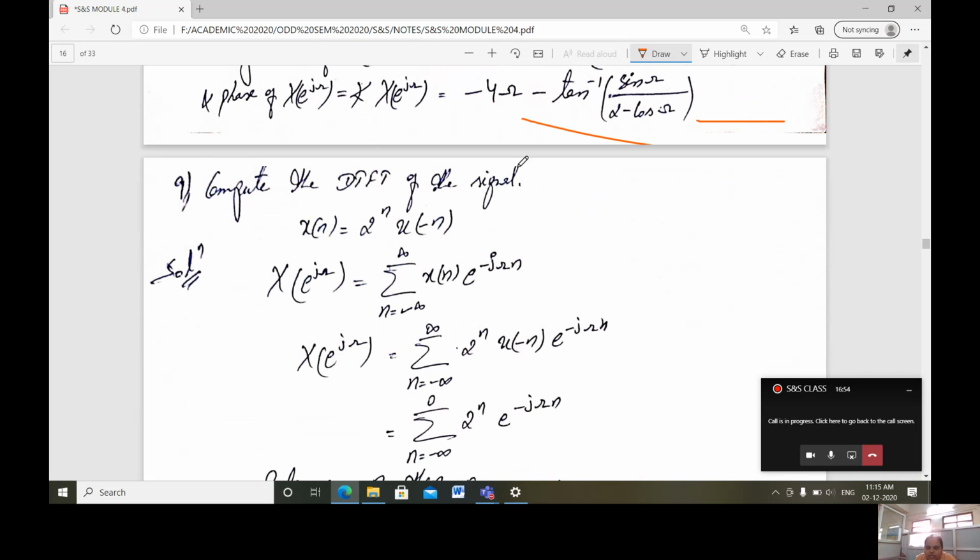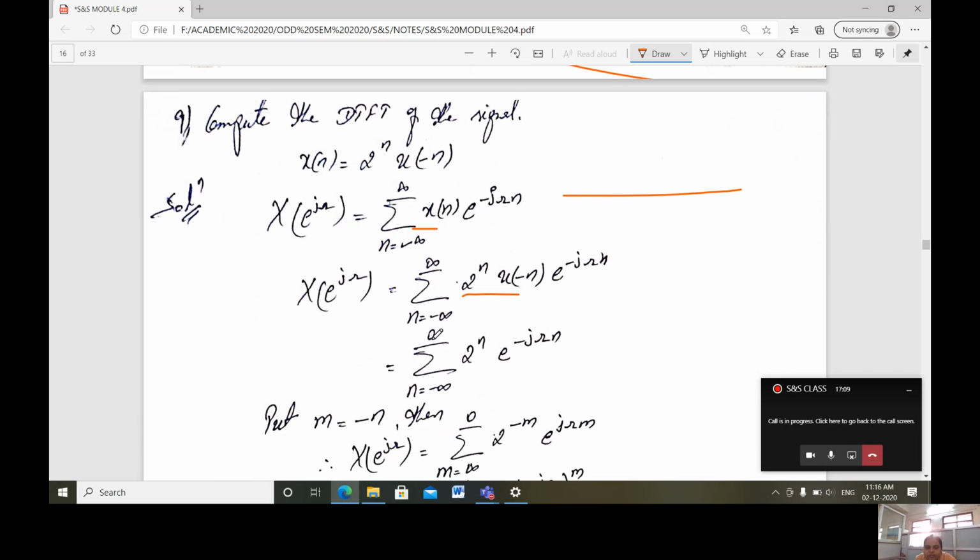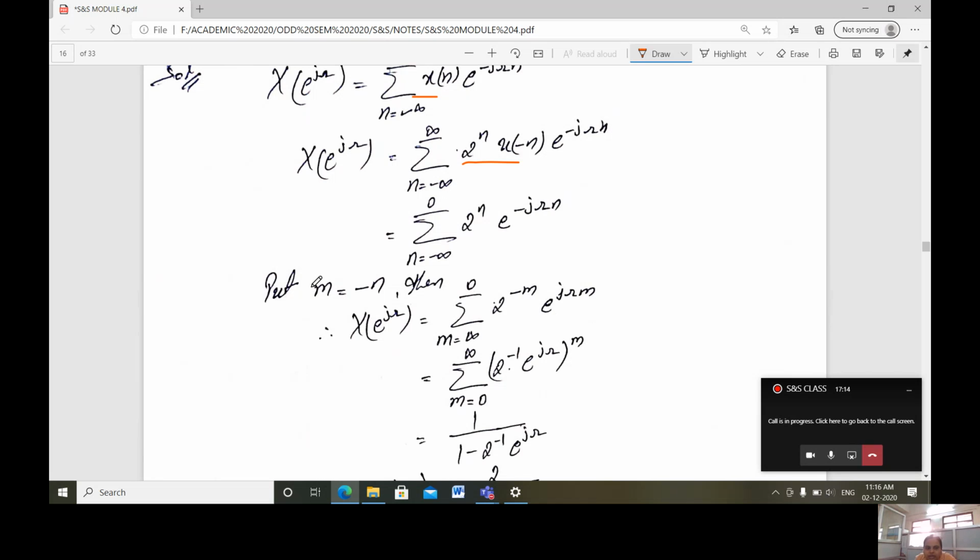Then compute the DTFT of the signal x of n is equal to 2 power n u of minus n. Use the equation and substitute for x of n here, and u of minus n means n varies from minus infinity to 0, 2 raised to n e raised to minus j omega n. Now put m is equal to minus n, then the limit changes as m varying from infinity to 0, 2 power minus m e raised to j omega m.